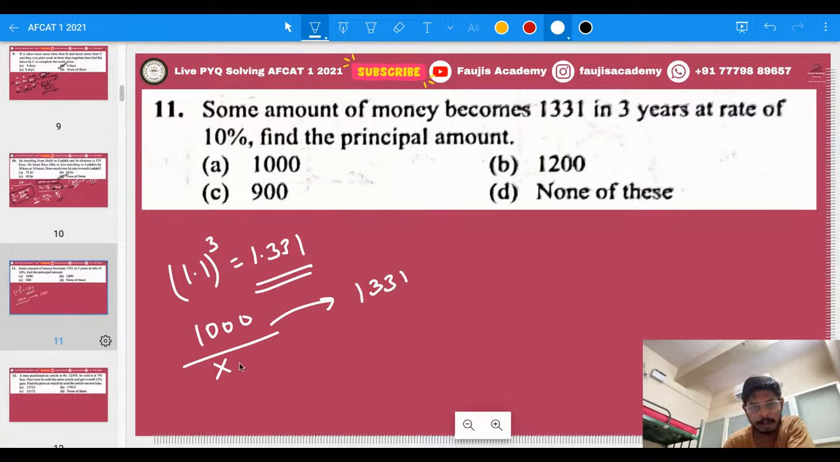If we multiply 1000 with 1.331, do we reach 1331? Do we reach this particular value? Okay, since we reach this particular value, option A will be the answer. Okay. Write it in the chat, guys. I'm looking at the chats as well.